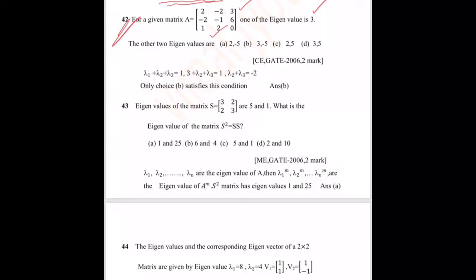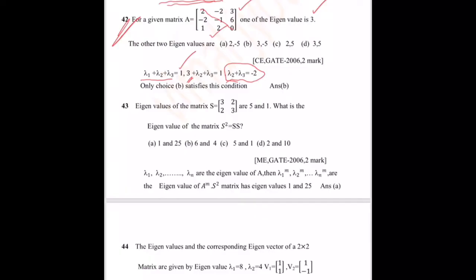It is given that one of the eigenvalues is equal to 3. The sum of the eigenvalues, lambda 1 plus lambda 2 plus lambda 3, is the sum of the diagonal elements, which is equal to 1. And given that lambda 1 equal to 3, lambda 2 plus lambda 3 is equal to minus 2.